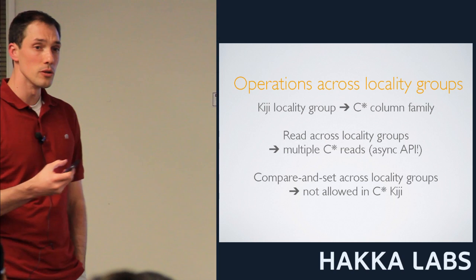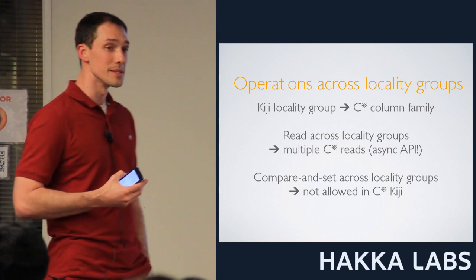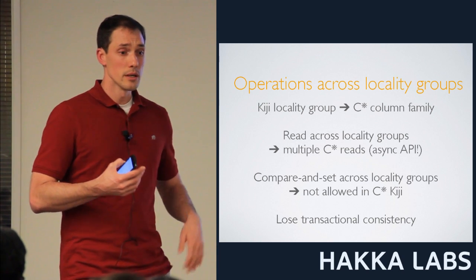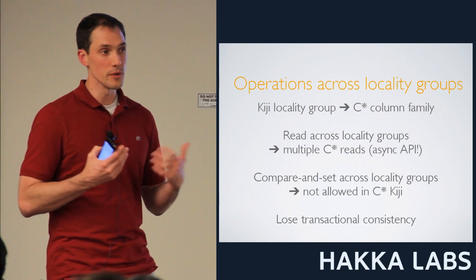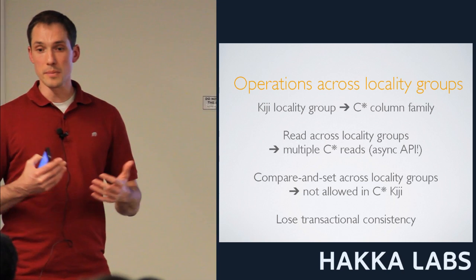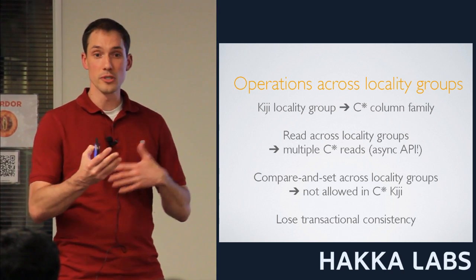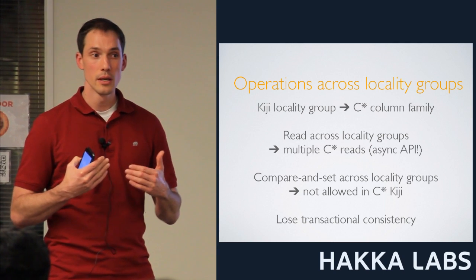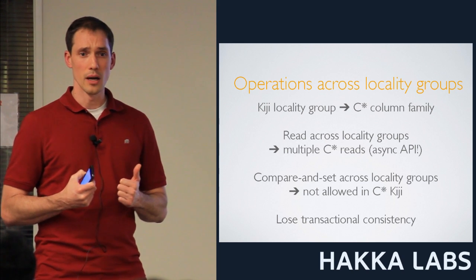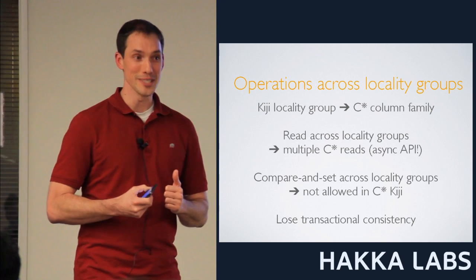And finally, in general, we've sacrificed some of this transactional consistency in a single Kiji row. We still have it for a single locality group, but if you do a read to a row in Kiji, in the meantime, someone could issue a write to one of those locality groups, or someone could issue a write to multiple locality groups, and you could have the old data for one locality group and the new data for another. So this is something that we've just chosen to sacrifice in the name of better performance.